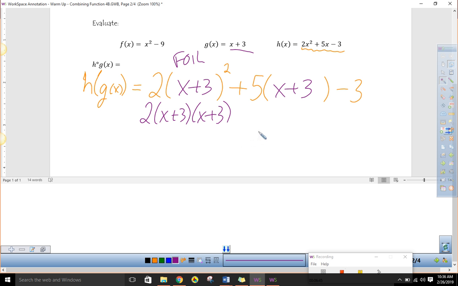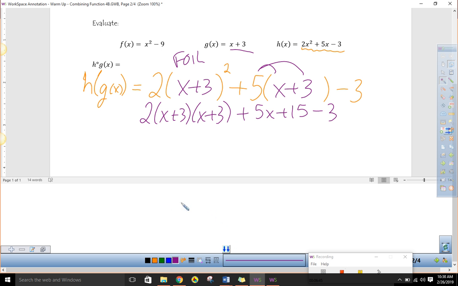All right, what can I do with this piece? You just distribute the 5. Yeah, we just distribute, right? No big deal. Plus 5x plus 15. And then do not forget about this minus 3. Bar none, the biggest error I see is people just dropping off this number. They just let it float away. Okay? Don't forget about that last number.